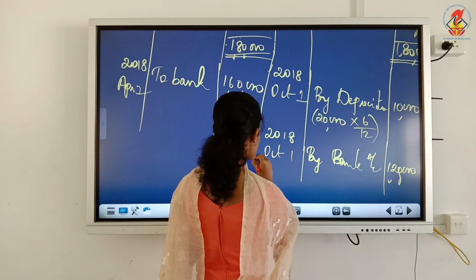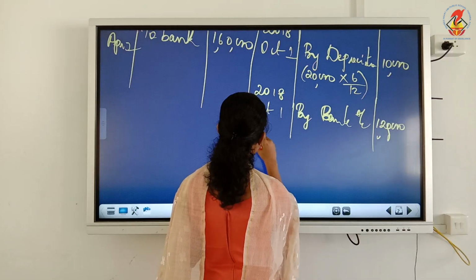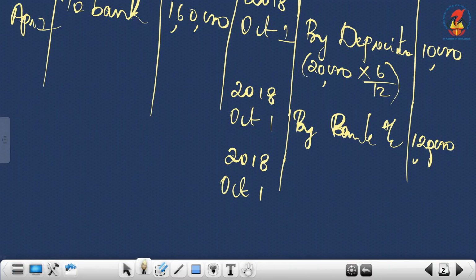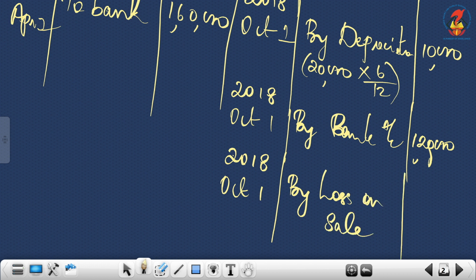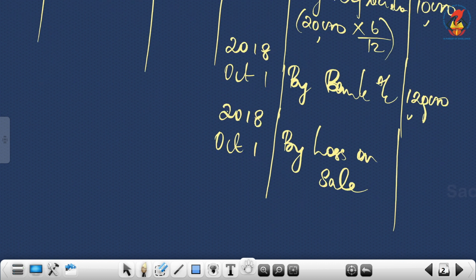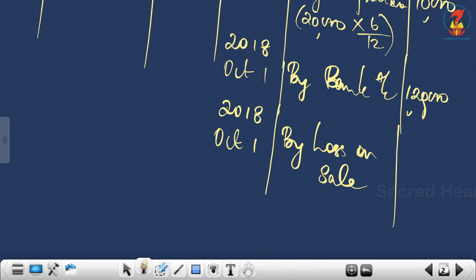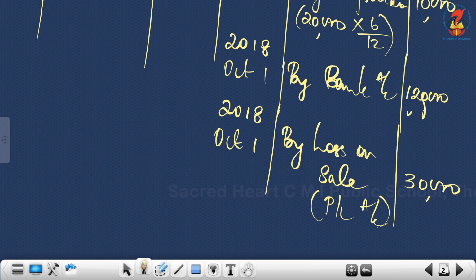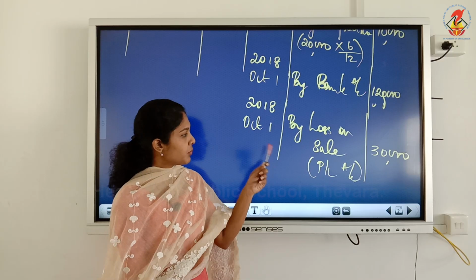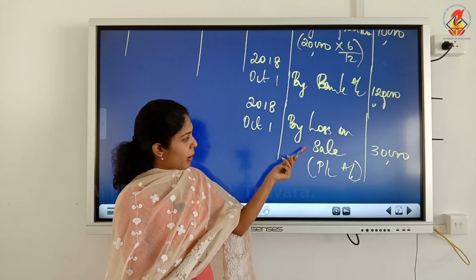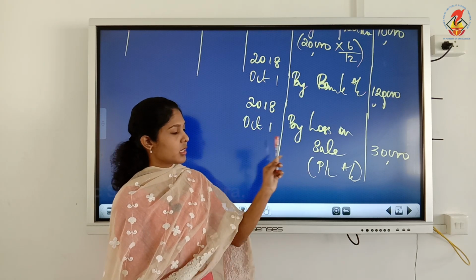If it is loss and all these are happening on the same date, you can record it as by loss on sale. Understood? By loss on sale you can write, and the amount is 30,000. You can show within brackets P and L, because all this profit and loss will be recorded in the P and L account. So the loss amount here is 30,000. Okay. So by loss on sale within brackets P and L, we are writing 30,000.